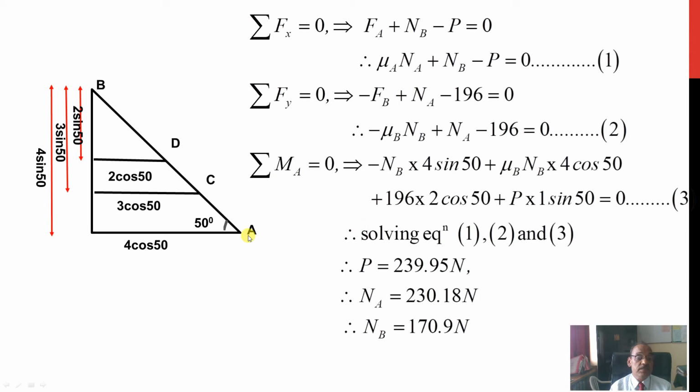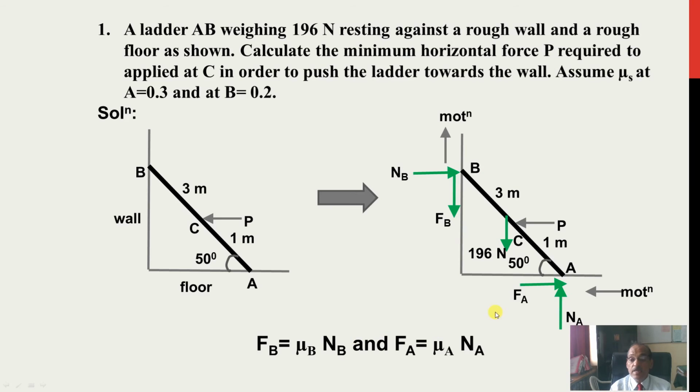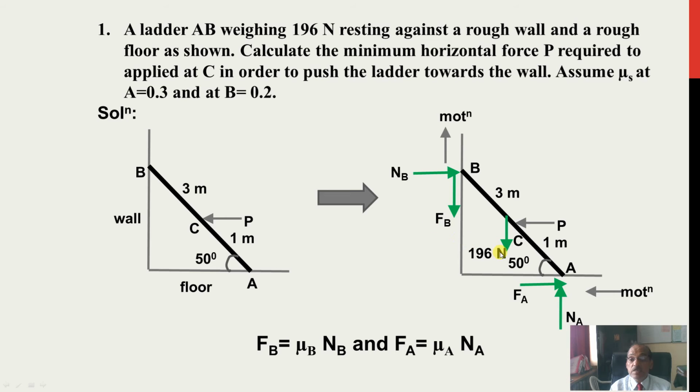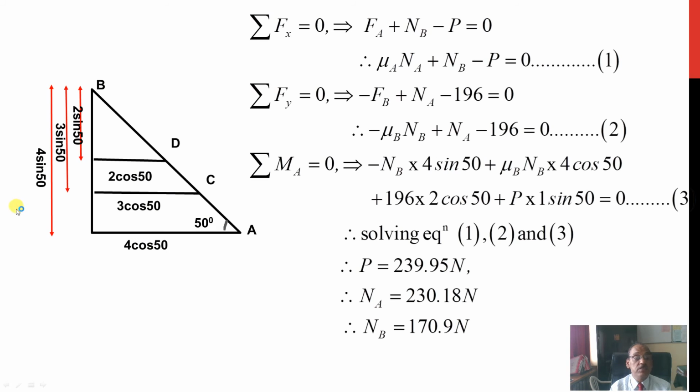Now let us take moment at point A. If you take moment at point A, then how will we take the moment? Moment of these two forces will become 0 at A because they are passing through the same point. So first let us take NB. How will it give moment? Clockwise about point A. And what is the distance? Vertical distance. Vertical distance is how much? 4 sin theta. So minus NB into 4 sin theta.